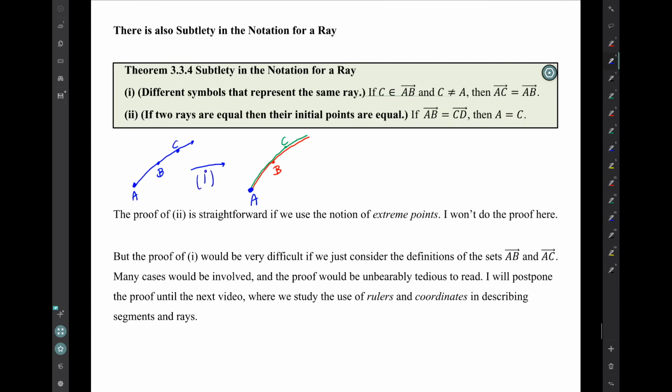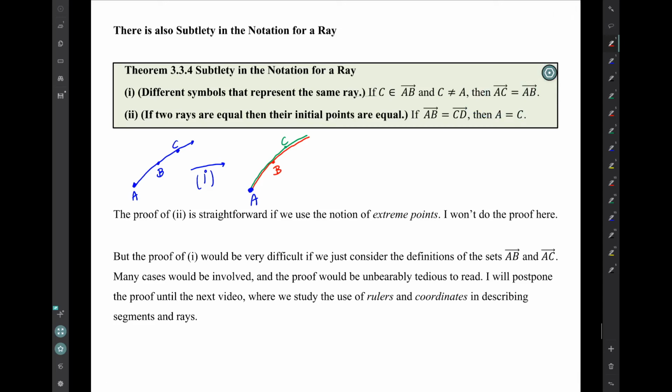So this could be an illustration of statement 1. If you have this configuration of points, ray AB and a point C that's not point A, then, well, I've illustrated this statement by showing ray AC in green and ray AB in red. It's not a great illustration, but it's nice enough.